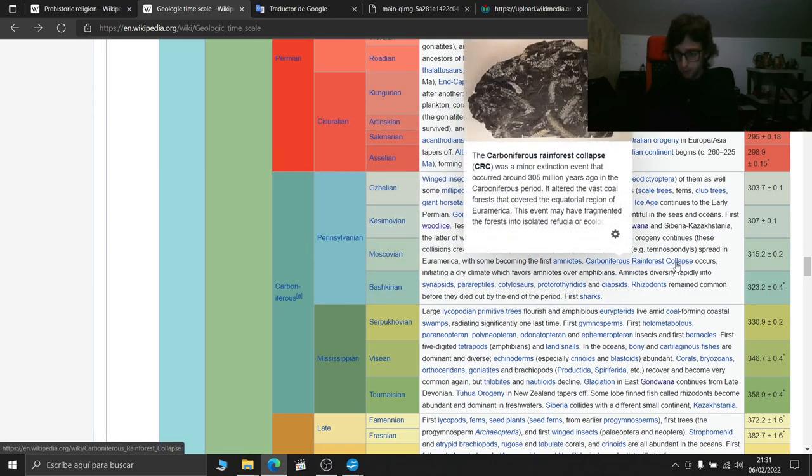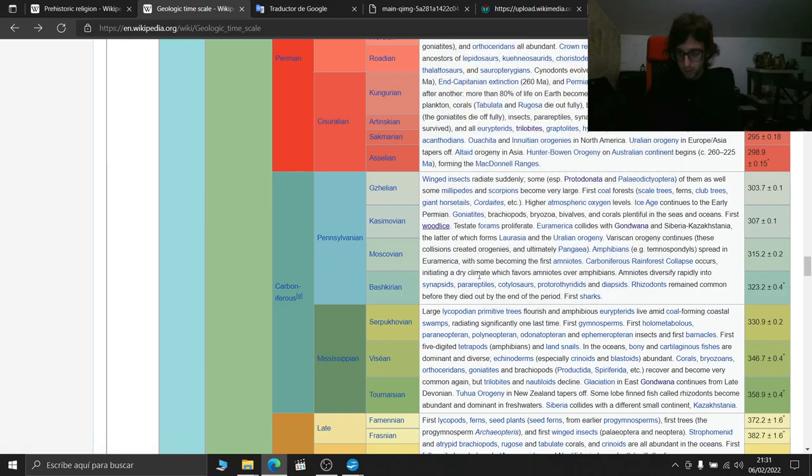Carboniferous rainforest collapse occurs, initiating a dry climate which favors amniotes over amphibians. Amniotes diversify rapidly into synapsids, parareptiles, and more. Rhizodonts remain common before they die out at the end of the period.